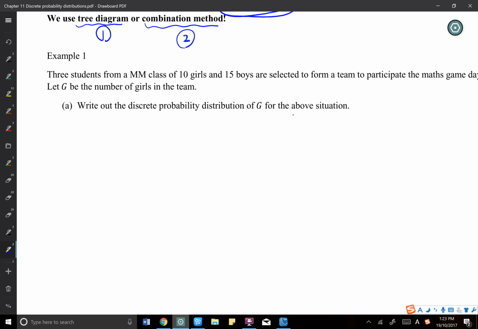How many students do you select? Okay, 3 in a team. What could G be if G represents the number of girls in the team? 0, 1, 2, 3. Never forget 0. So G is actually 0, 1, 2, 3.